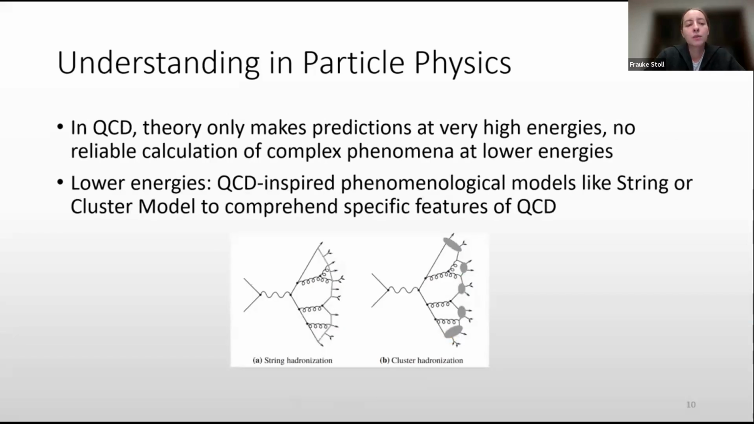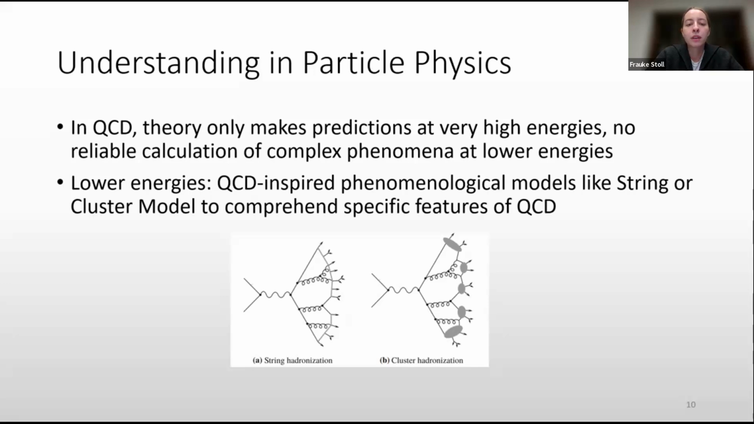Now, one part of this model is called quantum chromodynamics, or QCD for short. And this part of the model explains how quarks interact. And quarks are the particles protons are made of. And the problem here is that the predictions of QCD are very good at very high energies, but there seem to be no reliable calculations of complex phenomena at lower energies. And therefore, to understand what happens at these lower energies, physicists use quantum chromodynamics inspired phenomenological models like the string model you can see in the picture here to comprehend specific features of quantum chromodynamics.